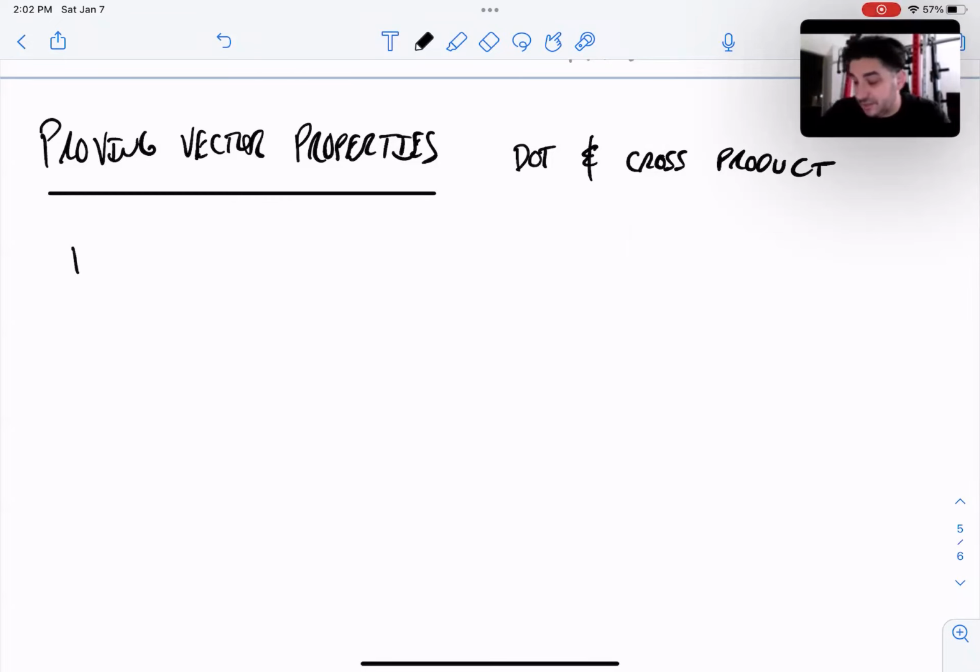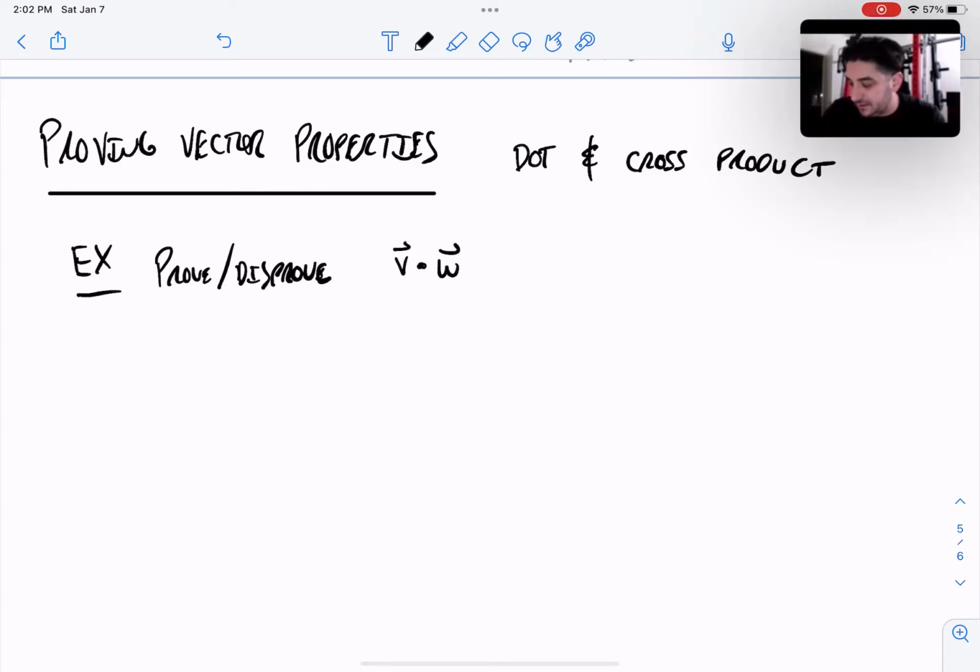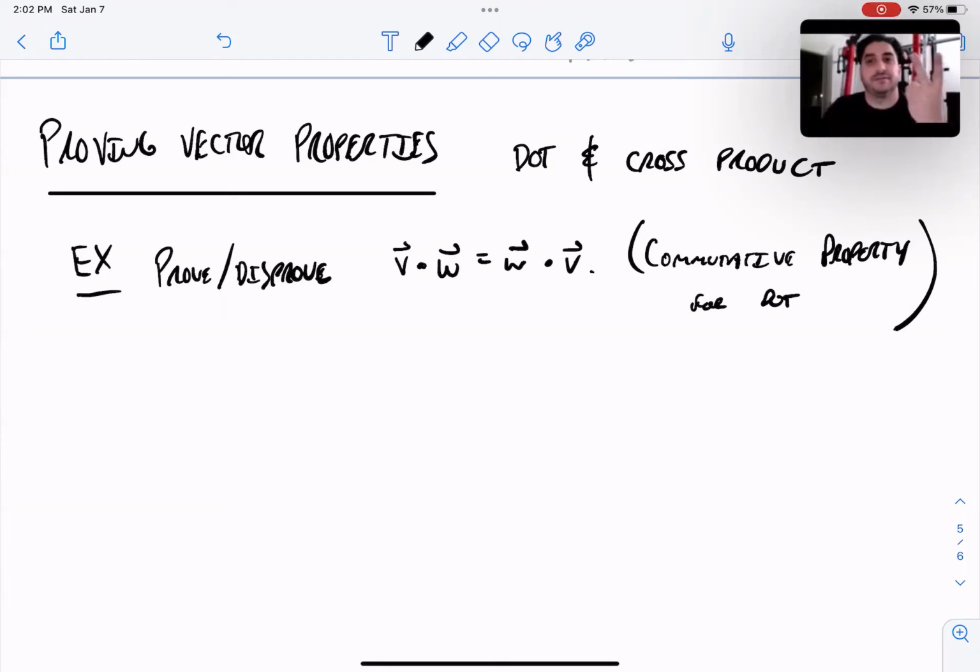Let's start with, for example, I want to prove, let's say prove or disprove. So prove it if you think it's true, disprove it if you think it's not. Prove or disprove that v dot w equals w dot v, right? This would be called the commutative property for dot product. The commutative property means that multiplication left to right is the same as multiplication right to left.